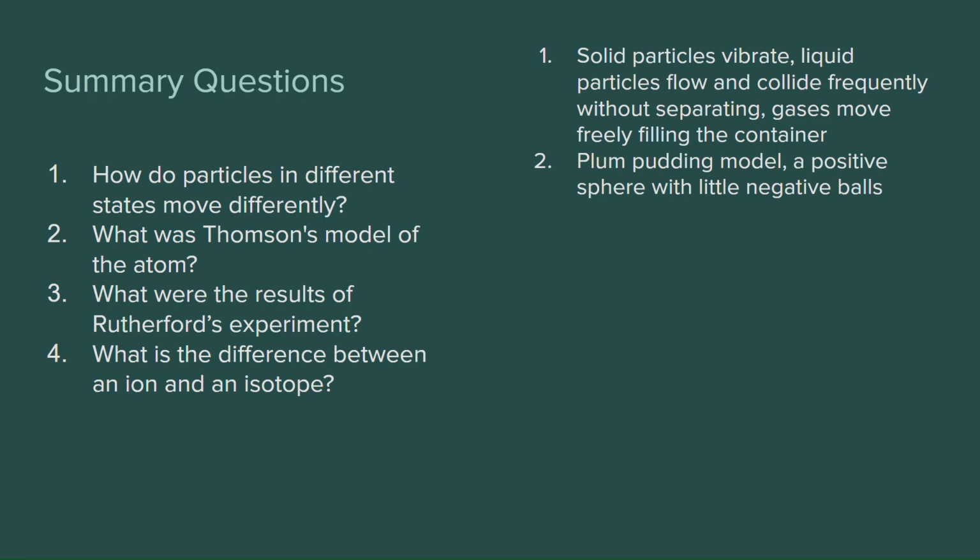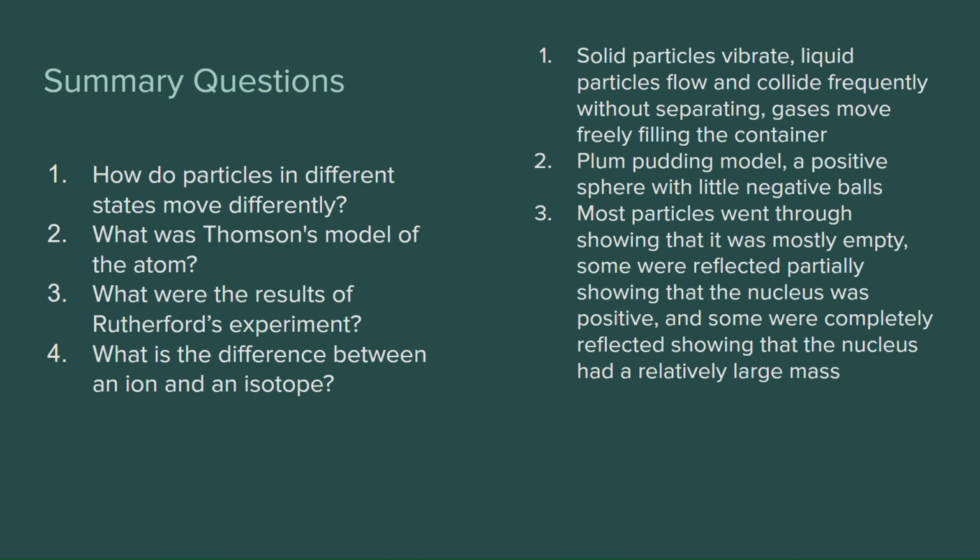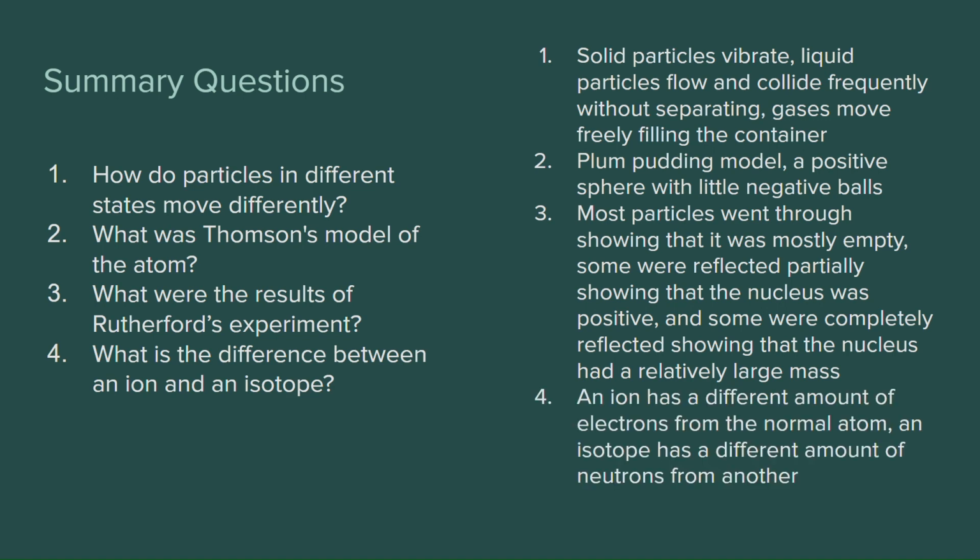What were the results of Rutherford's experiment? Most particles went through the gold sheet, showing that it was mostly empty. Some were reflected partially, showing that the nucleus was positive and dense enough to deflect them, and some were reflected completely, showing that it had a relatively large mass. What's the difference between an ion and an isotope? An ion has a different amount of electrons from the normal atom. It's lost or gained electrons. And an isotope has a different amount of neutrons from another isotope.